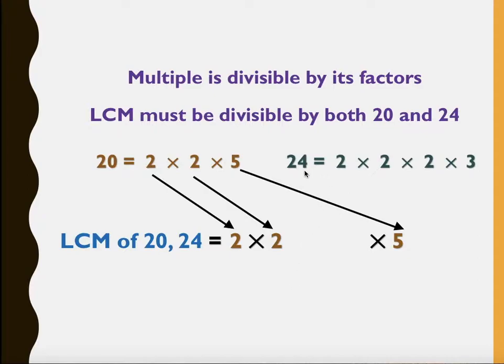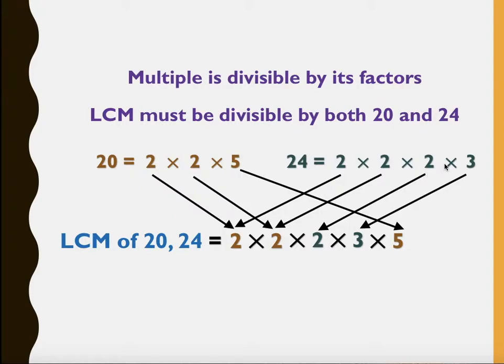Okay, I'm going to put those three numbers. Now for 24, I need three 2s. I already have two 2s. I can use them. But for the third 2 and the 3, I'm going to include them. So these 2s and 3 are divisible by 24. And these 2s and 5 are divisible by 20. So obviously this number is divisible by both 20 and 24. Now this number is going to be 5 times 2 is 10, 10 times 2 is 20, 20 times 2 is 40, 40 times 3 is 120. So the LCM is 120 in this case.